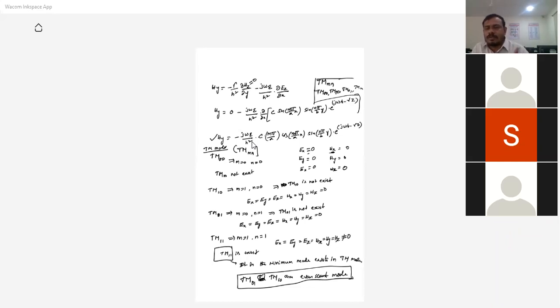Anyhow Ez is 0, we have Hz, so the remaining 4, that means Ex, Ey, Hx, Hy, we can write in terms of Hz. Then we can check what modes are existing in the TE mode, and what is the minimum mode existing in the TE mode. We do it in the same process. Is it clear? Then we go for the TE mode.